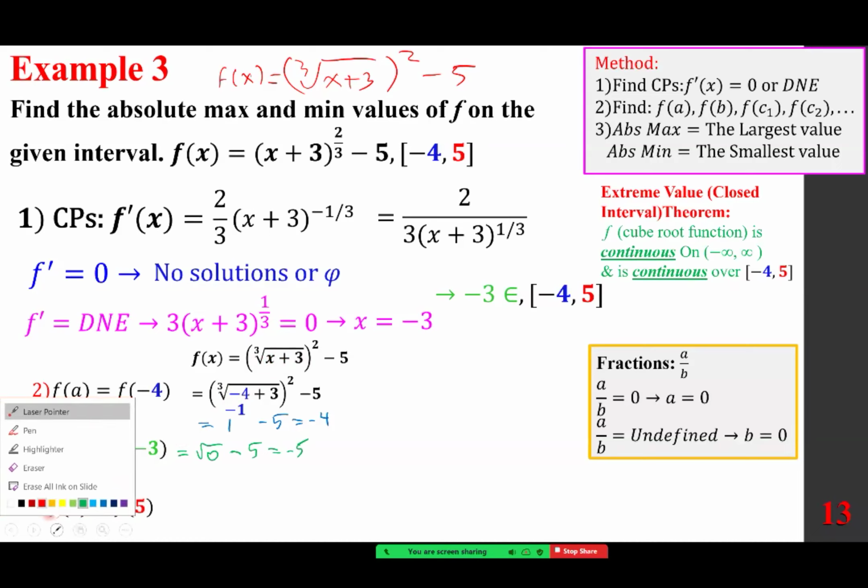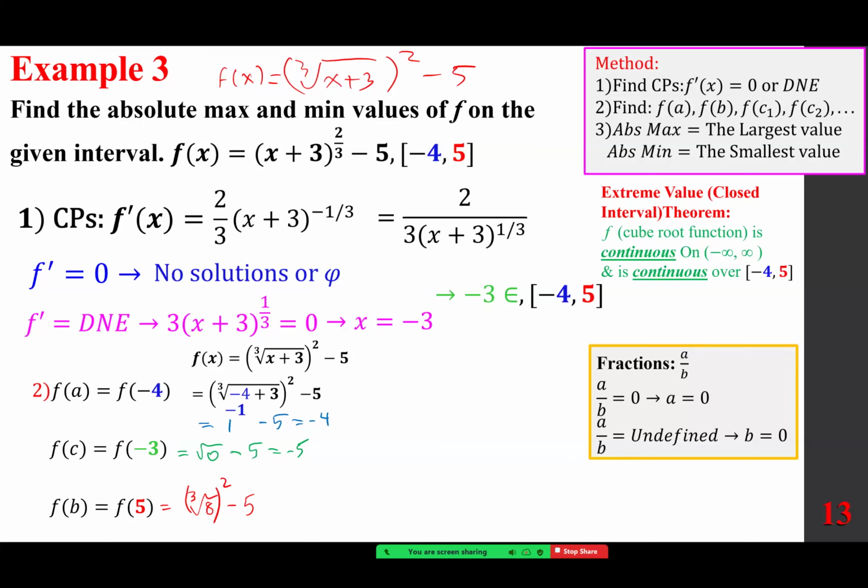So here's how I'm going to write it. This will be cube root of 8, squared, minus 5. As you know, cube root of 8 is 2. Square it, you get 4. 4 minus 5 is -1. Those are the answers.